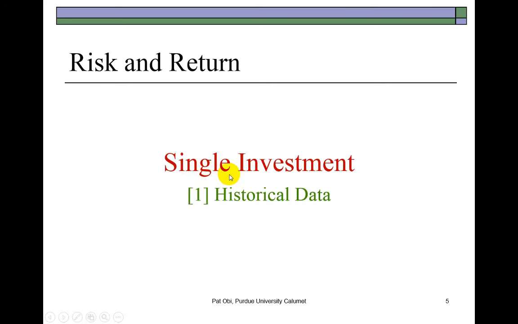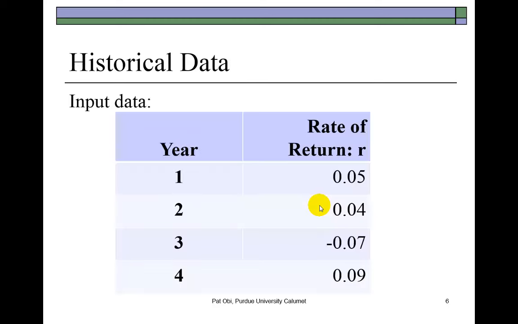For a single investment, we can use either historical data or we can use probability data. Now, for historical data, for example, say over the past 4 periods, we obtained sample data of how much a certain investment earned. Like a year ago, it made 5%, 2 years ago, it made only 4%, and 3 years back, it lost actually 7%, and 4 years back, it earned 9%.